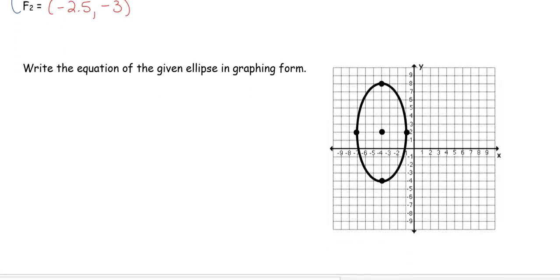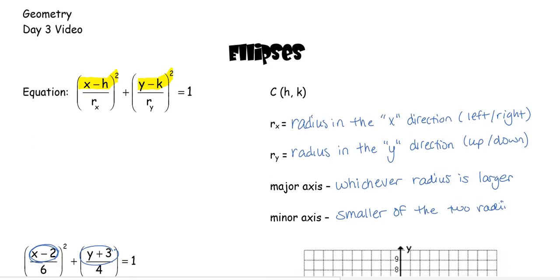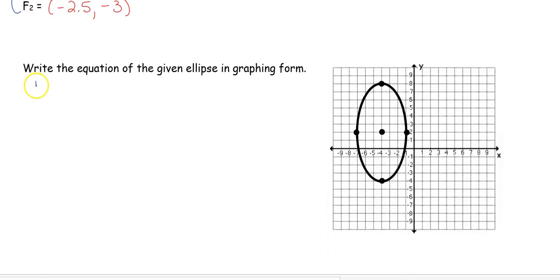All right, our last one, write the equation of the given ellipse in graphing form. So when we go all the way back up, what do we need to write our equation? It's set equal to 1, so I don't need any information there. I need my center of the ellipse for the h and the k. I need the r of x, and I need the r of y. So I only need 3 pieces of information from this graph. I need the center, I need the r of x, and I need the r of y. Those are the 3 things I need.